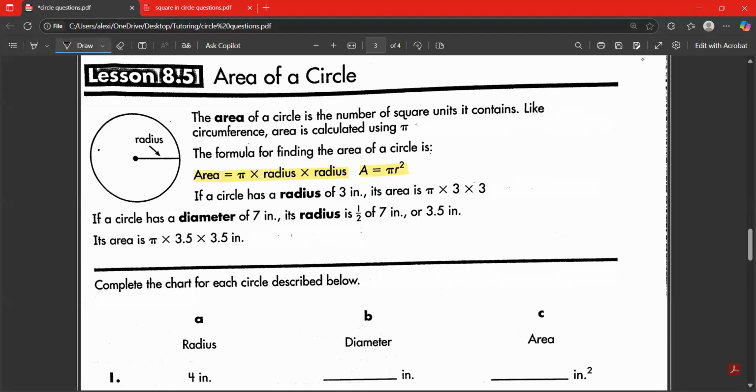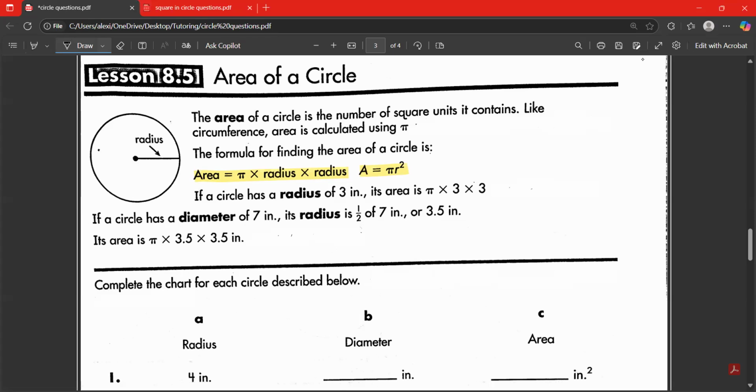Notice that the formula for area of a circle, there's only one. When we talked about the formula of finding circumference, we had two. We had one that used radius and one that used diameter. But when it comes to area, it's using only the radius. So if a problem gives me the diameter, I have to find the radius in order to calculate the area.